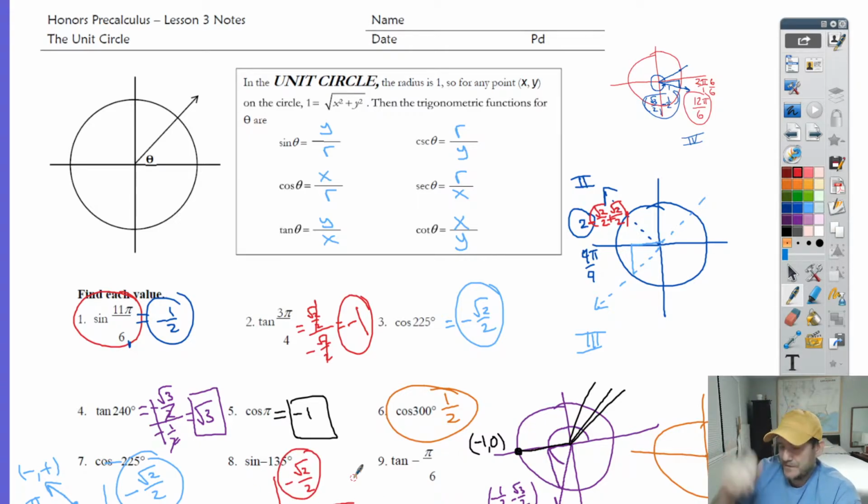That's it. This is how your thinking should be. Find the quadrant you're in, find the reference angle. Think about what coordinate you need, and then think about whether it's positive or negative. You answer those questions, you're golden.